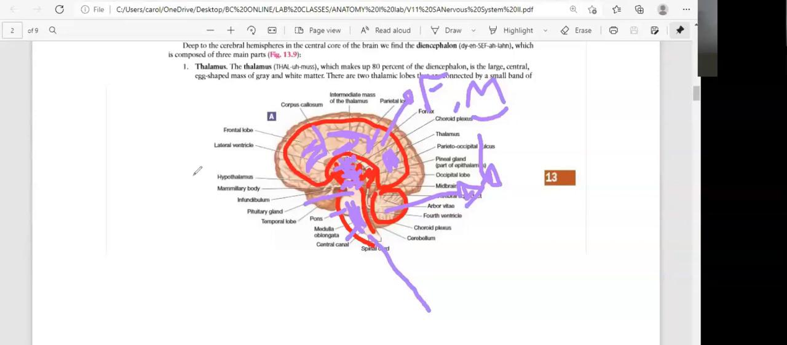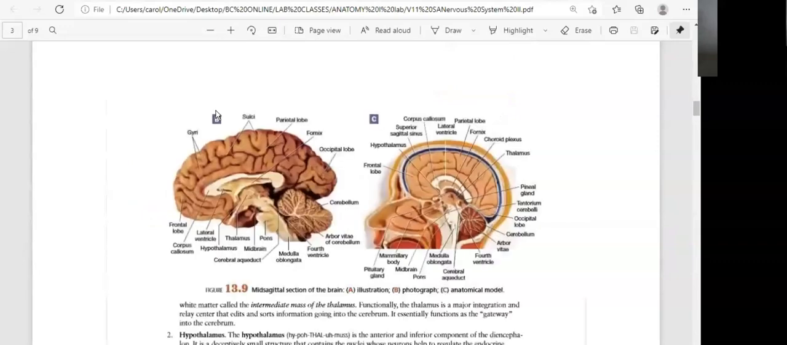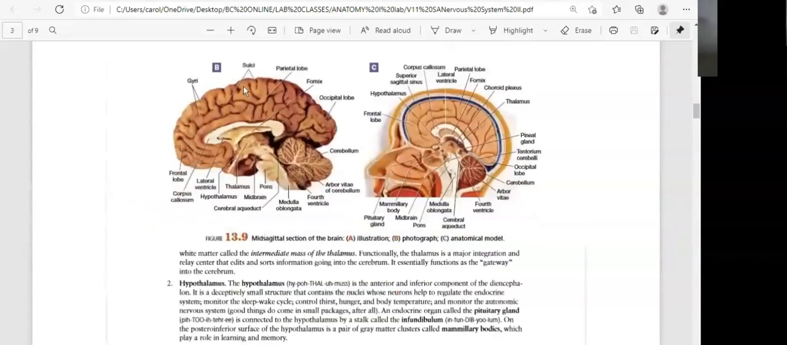Right here, we said this part right there is going to be the diencephalon. In there, you control, for example, all your hormones. All the hormones that you have in your body are controlled by the hypothalamus, which is part of your diencephalon right here.